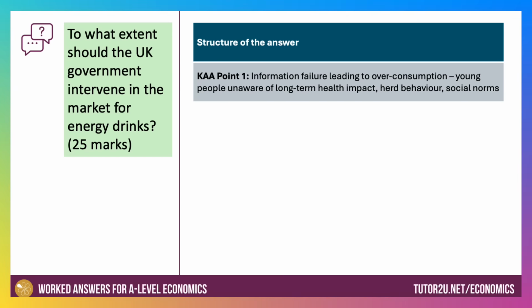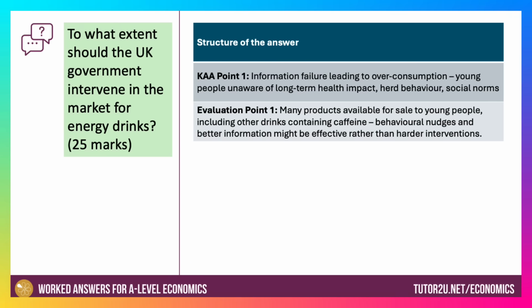So in terms of structure of the answer, you might start with information failure, the information failure leading to overconsumption. Perhaps young people who are predominantly drinkers of energy drinks. Perhaps they're unaware of the long-term health impacts. Perhaps there's some behavioural economics there. They're following the herd, new social norms. But equally, in the evaluation, is that a case for intervention? Well, many products are available for sale to young people, including other drinks containing caffeine in tea and coffee. Are we going to ban those? Are we going to introduce laws on those drinks as well?